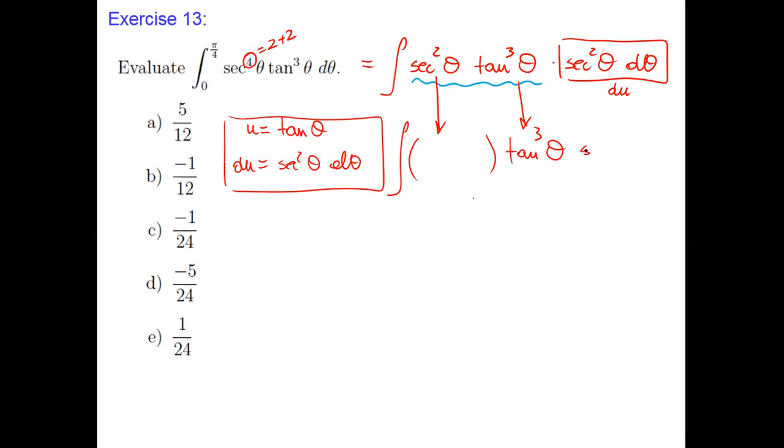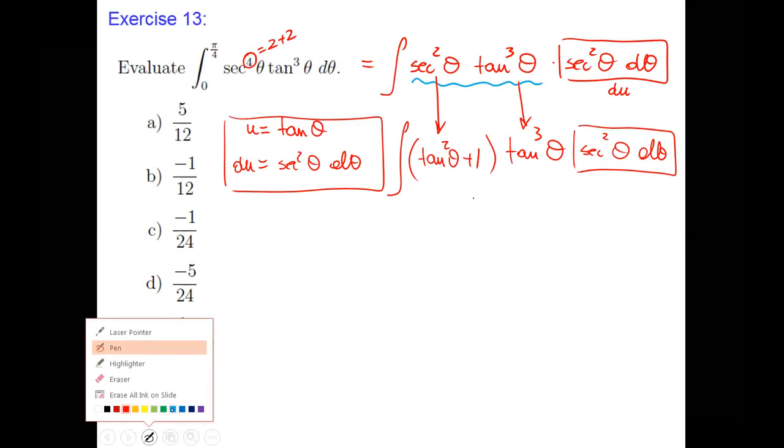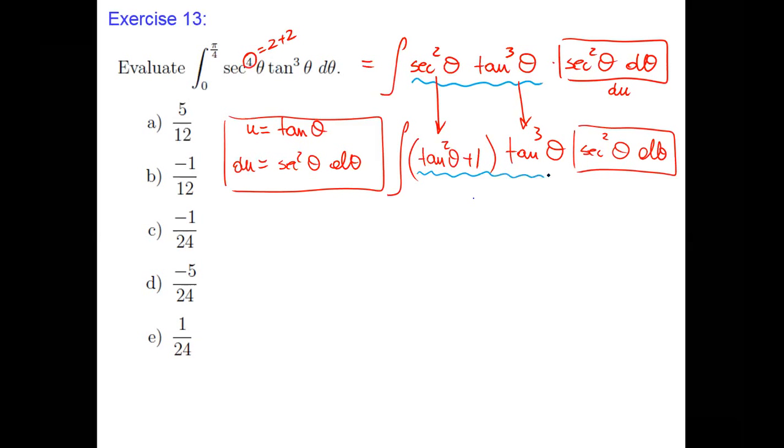Yes, thank you. Let me finish this. Secant square theta d theta. Jessica is telling me tangent square plus 1. Excellent. Tangent square theta plus 1. Now I think I'm ready to rewrite everything in terms of u, because my blue part is in terms of tangent, which will be easy to write in terms of u, and this is my du. I have u squared plus 1, u cube, and this is du.